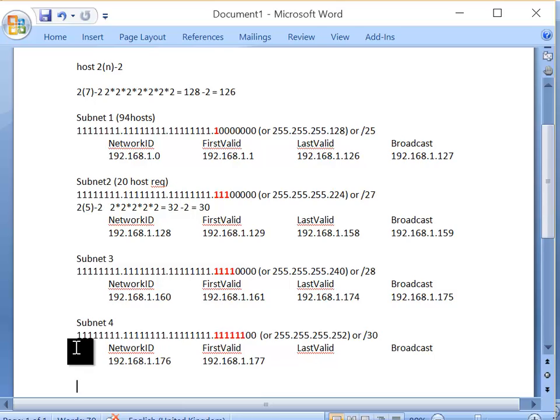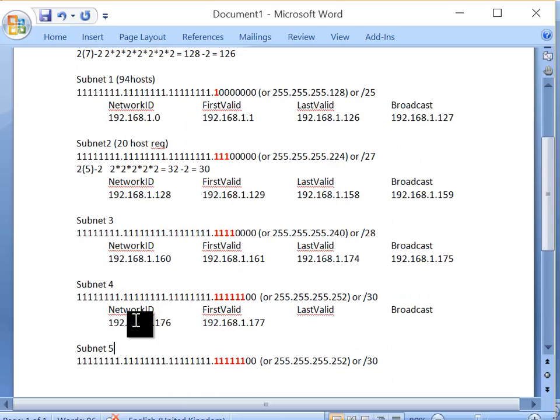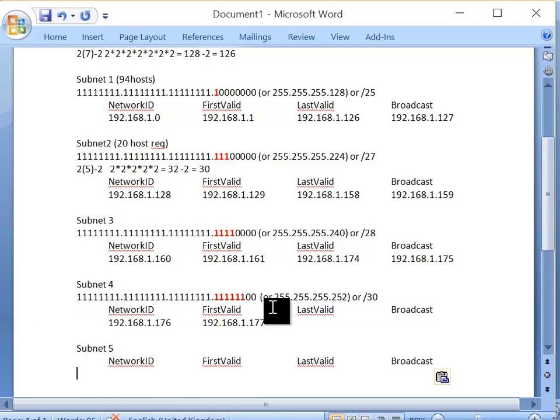So subnet 4 here, let me copy and paste it here. Subnet 5. Okay, so subnet 5's network ID is going to be what? 192.168.1. If you look at this bit here, that bit represents 4, and it's located on the 4th octet. So we need to increment the 4th octet by 4. So this is going to be 180. So the broadcast of subnet 4 is going to be 192.168.1.179, and the last valid address is the broadcast minus 1.